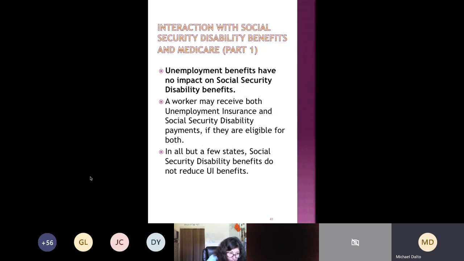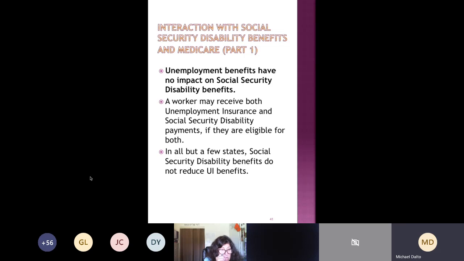Okay, we're going to go through the interaction between unemployment benefits and Social Security disability and Medicare. This is much shorter and simpler than the impact on SSI and Medicaid. And then I'll break for questions again.